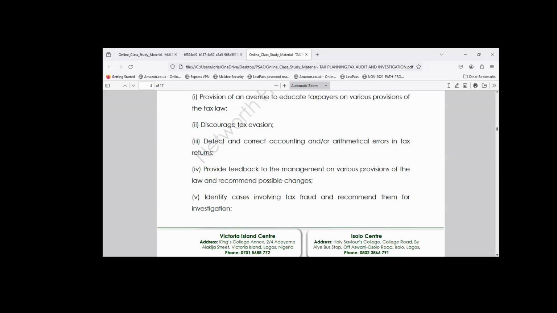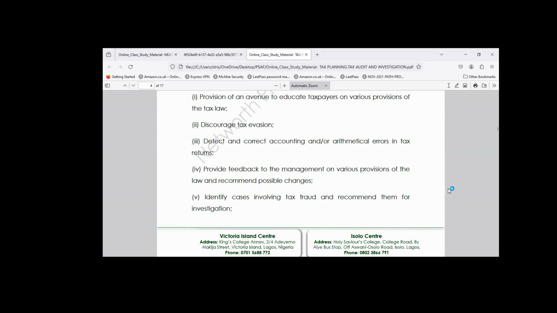To identify cases of tax fraud and recommend investigation. To identify cases of what? Tax fraud and recommend investigation. Also to provide feedback to the management on various provisions of the law and recommend possible changes. How can the tax authority get feedback? How can the tax authority get a response on how the taxpayer feels? It's through tax audit. By the time you go and meet the taxpayer, you read the records. The taxpayer will tell you their own mind. They will tell you what you need to do to improve revenue, what you need to do to encourage them to pay tax. When you get all this, by the time you get back to the tax office, you table it to your management.